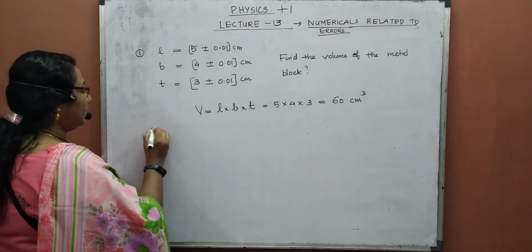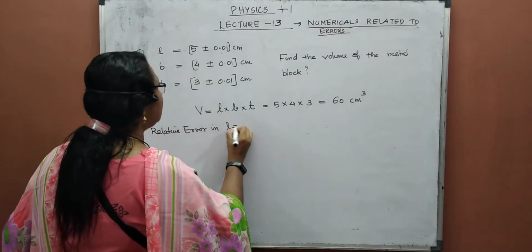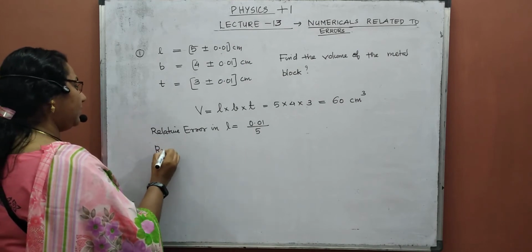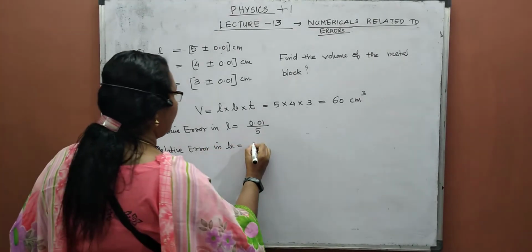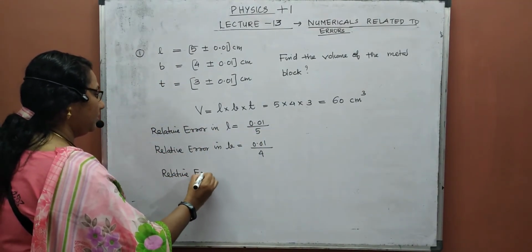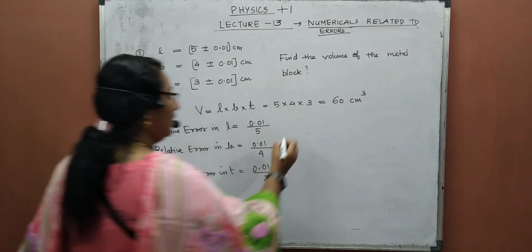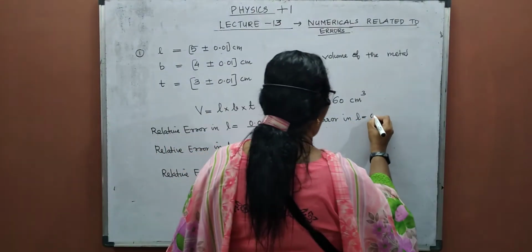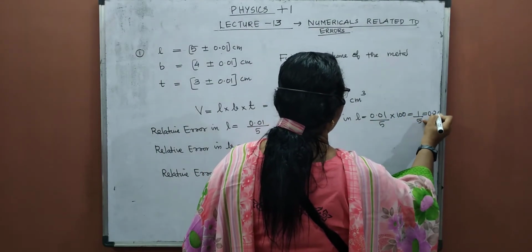So, the relative error in length is equal to 0.01 by 5. Is it clear? The relative error in breadth is equal to 0.01 by 4, and the relative error in thickness is equal to 0.01 by 3. Therefore, the percentage error in length is equal to 0.01 by 5 into 100, 1 by 5, which is equal to 0.2%.